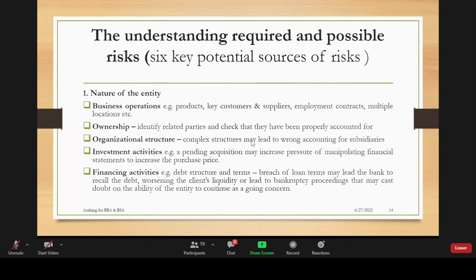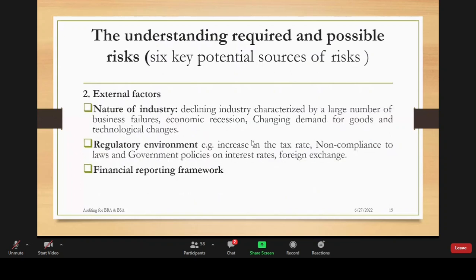That is a sign of a weakness in liquidity, and that is a going concern issue that someone needs to be worried about, because as a company is operating as a going concern, there are a lot of risks that are encountered in that company. Then external factors.